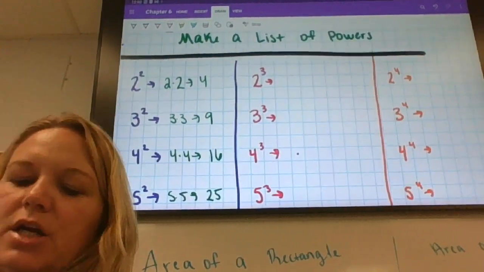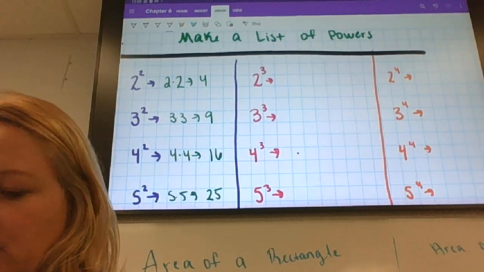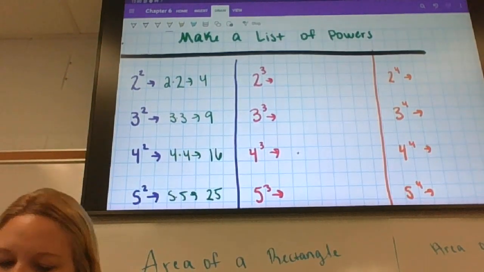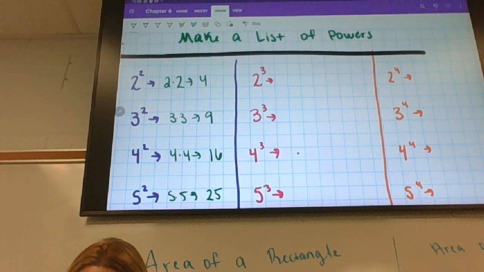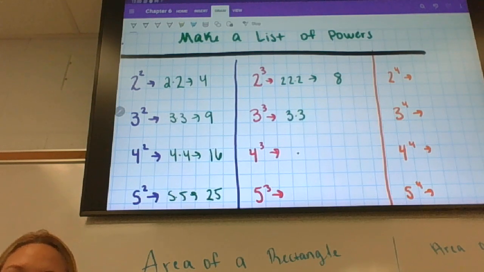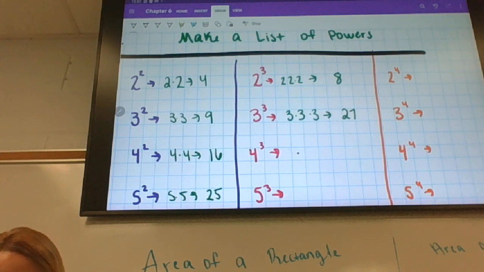Okay, I said these are third degrees. They're numbered to the third power. So for this one, it would be 2 times 2 times 2, and that's 8. 3 times 3 is 9, times 3 again is 27. 4 times 4 times 4 is 64.